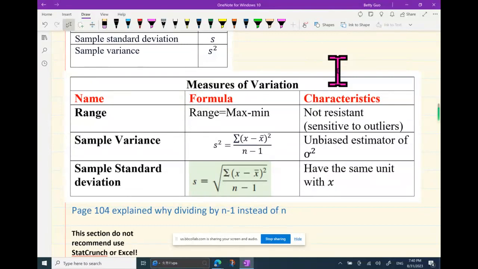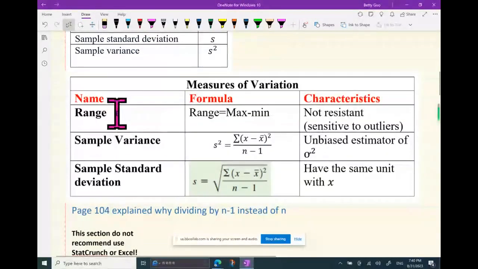The first one is range. Yeah, again, variation measures how the data spread out from the center, right? Yeah. So the first one is called a range. The formula for finding range is maximum minus minimum. Since when we find the value of a range, we only use the maximum value and the minimum value from the data set. Yeah, those could be outliers or extreme values.